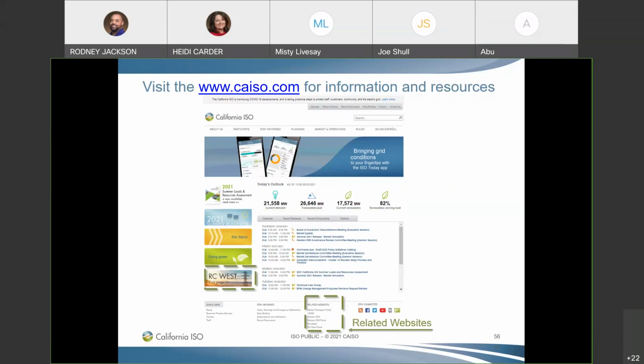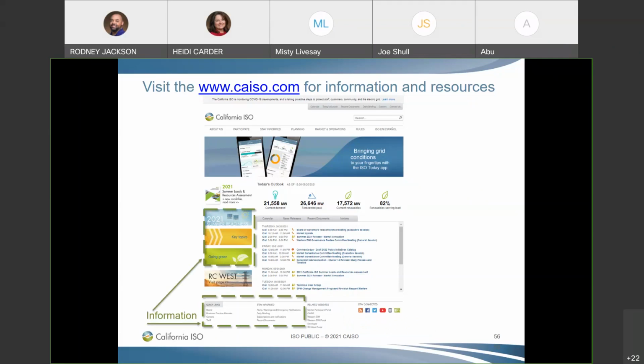We have additional websites down here at the bottom that can take you to different places. Some of these are going to require certificates, so you need to be either a serving entity or things like that, so that you can get into, for example, the Western EIM portal, the market participant portal, things like that. But it'll give you information that's going to be relevant to what you're looking for.